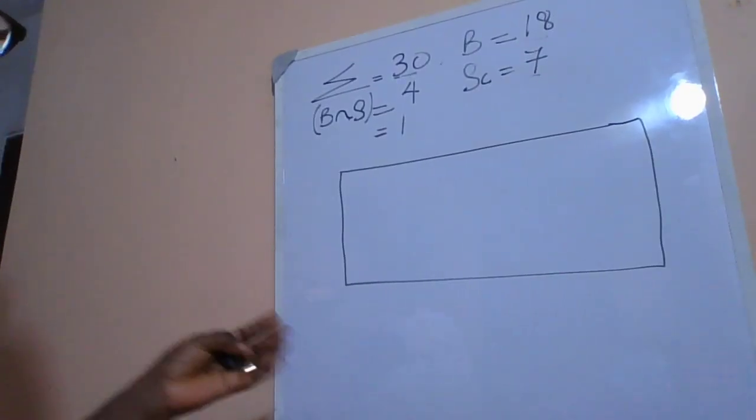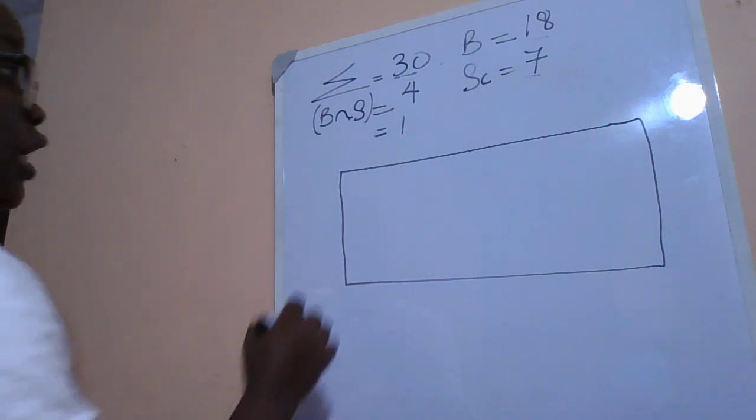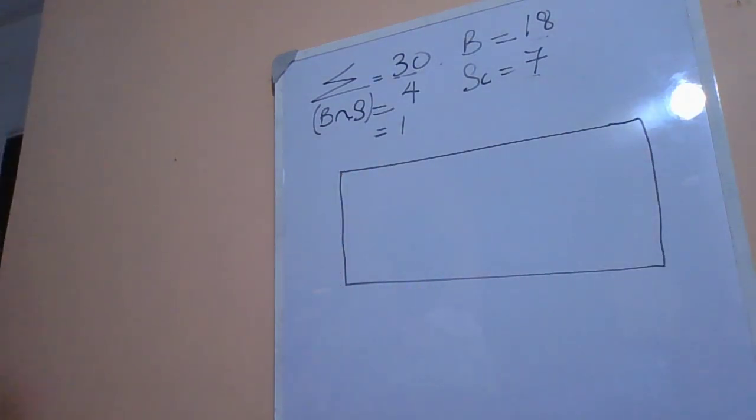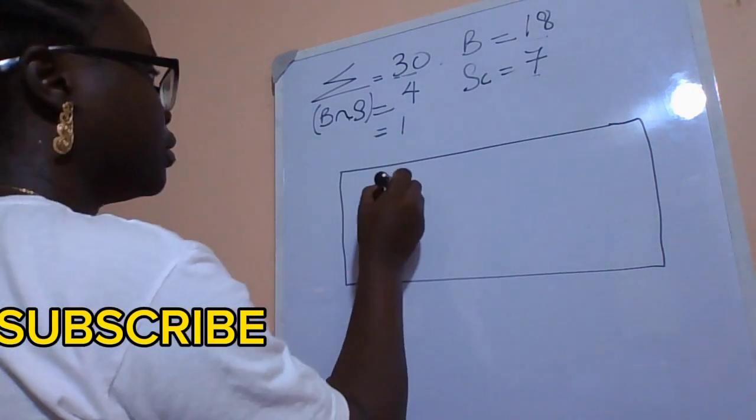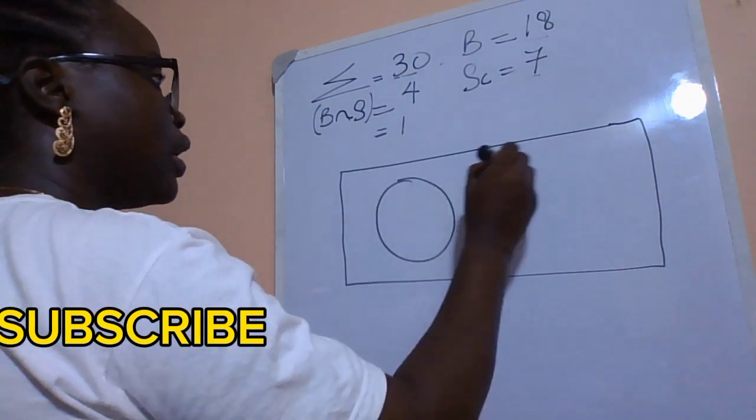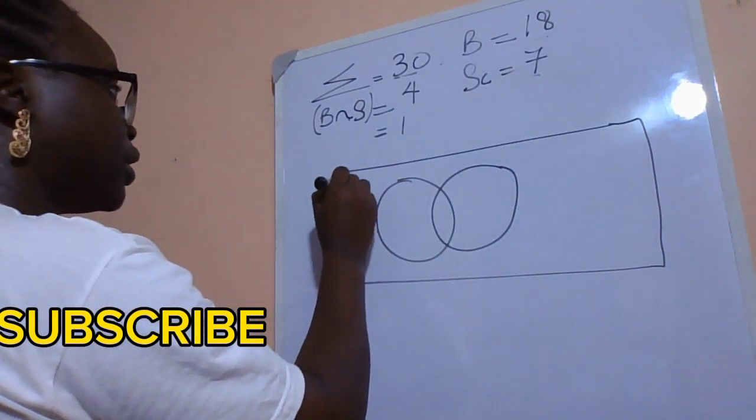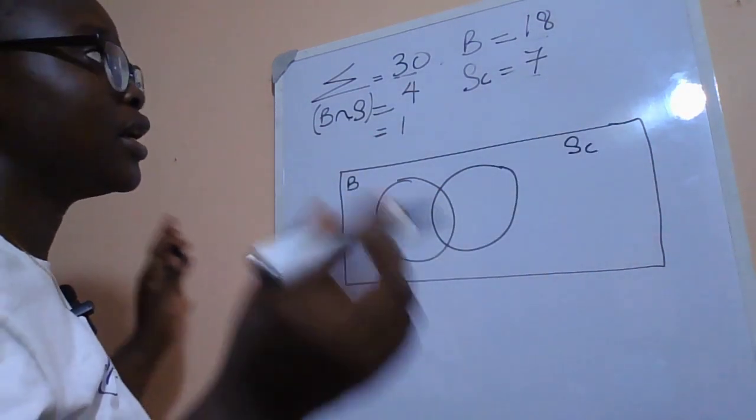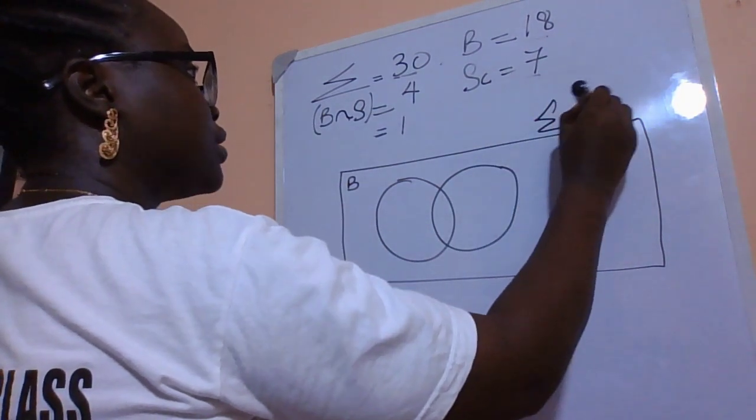So we are going to be representing this on a Venn diagram. Going by the definition of a Venn diagram, this is the enclosing rectangle. And we are going to be drawing the 2 subjects as circles in this rectangle. The 2 subjects are biology and science. This is biology and this is science. Remember, the total number of learners equals 30. So we can depict that as 30.